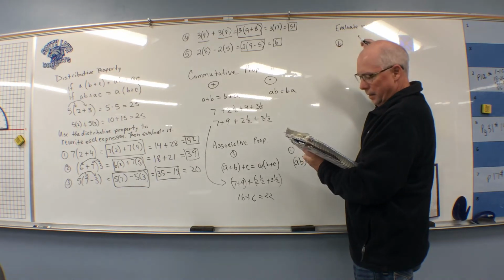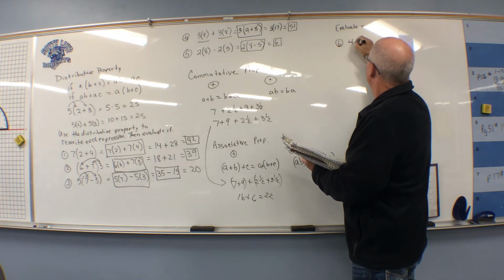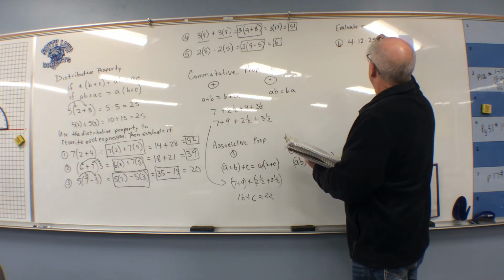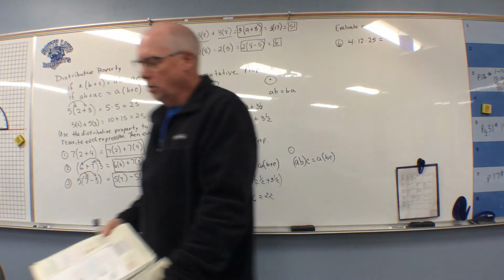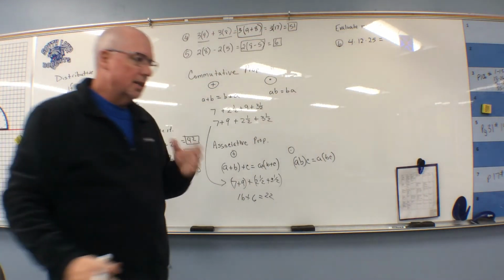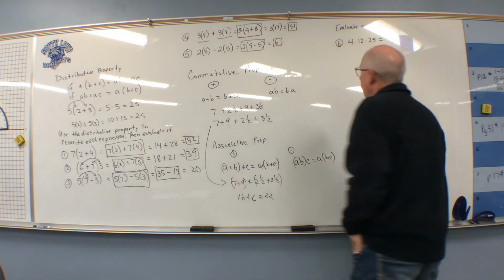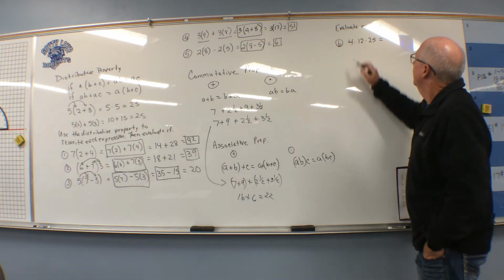So I'm on number 6. Let's take a look at this. 4 times 12 times 25. Okay? What I'm going to show you is I'm going to use the properties to show you how to simplify this very quickly, or quicker than we normally would.